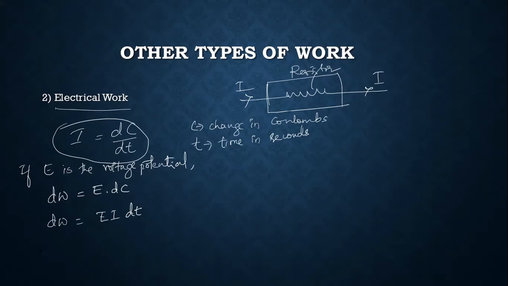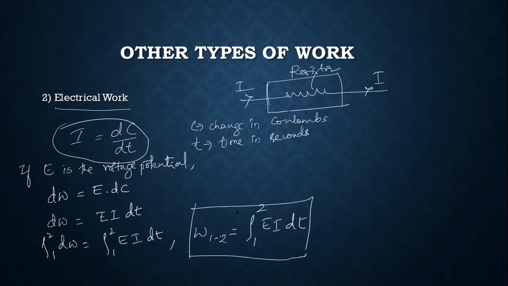Then if I integrate over two states, W1 to 2 is equal to the integral from 1 to 2 of E I dt. This is the work expression for electrical work, where E is the voltage or voltage potential and I is the current flow in ampere. Then this is electrical work.